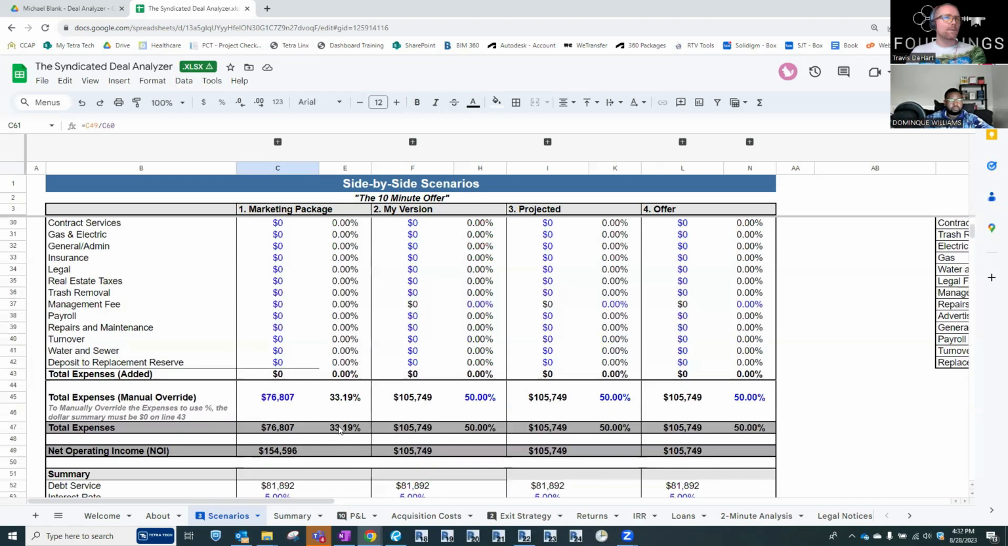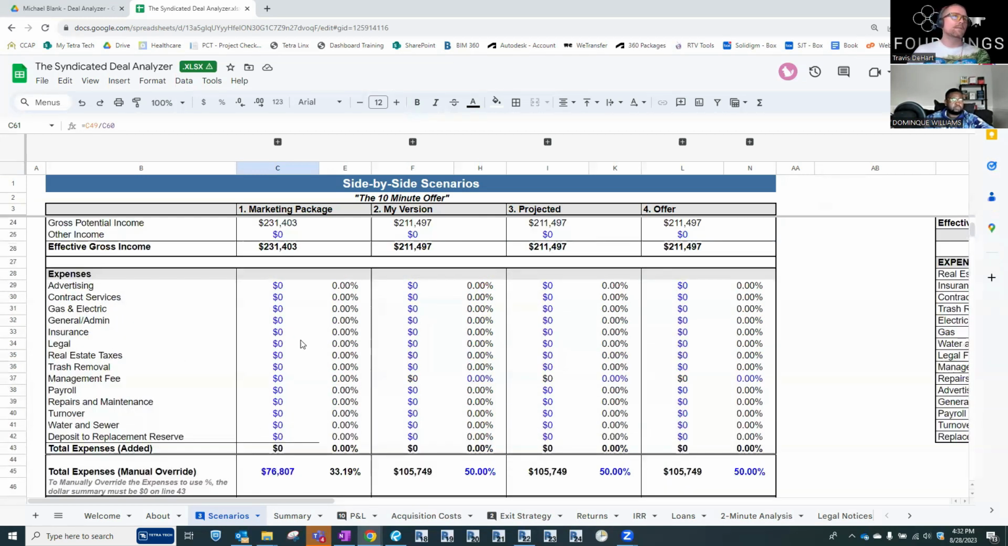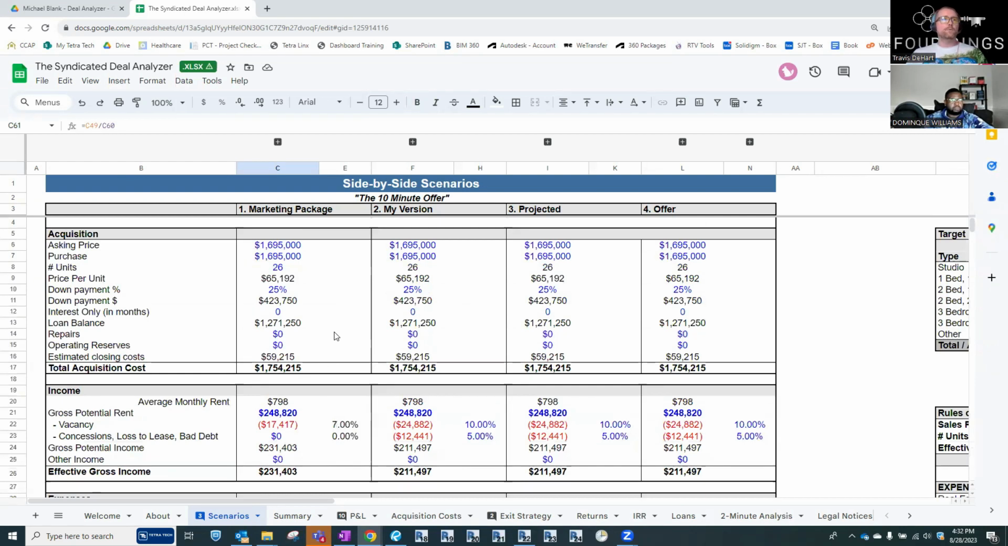They have it right now at 33%, which is very low. There's kind of a going rule of thumb where you want to plug in at least 50% for expenses. And so what we're going to do is we've entered in the information that was provided from the marketing package in this column one. And now in this column two, we're going to just kind of do our own evaluation.